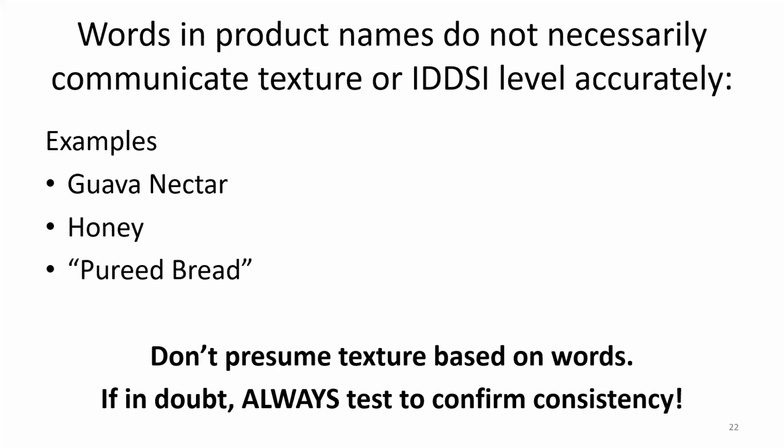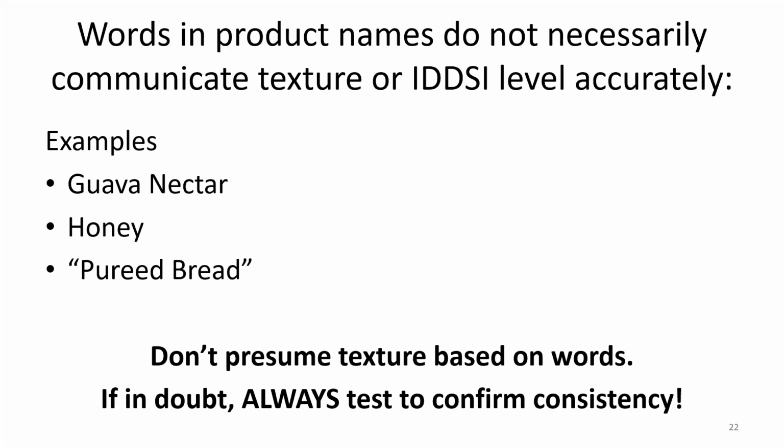Our guidance is that you should never assume consistency, and if you want to be certain, you should always test. We don't mean that you should constantly be running IDDSI tests on every tray of every meal that gets served in your kitchens, but over time you might establish a quality audit process where you have a sense of the range where a particular product should be falling, and you can do spot checks to make sure that it does remain in that level.